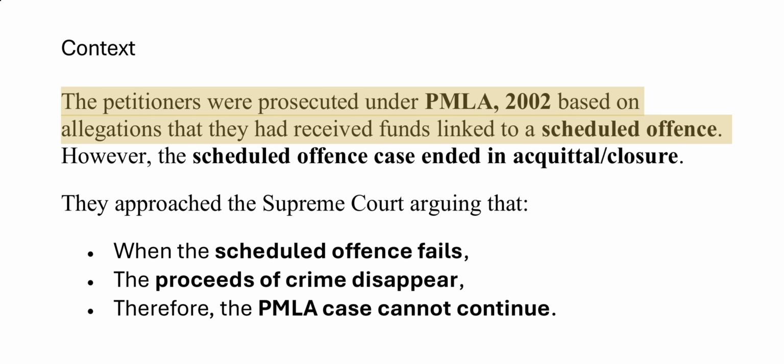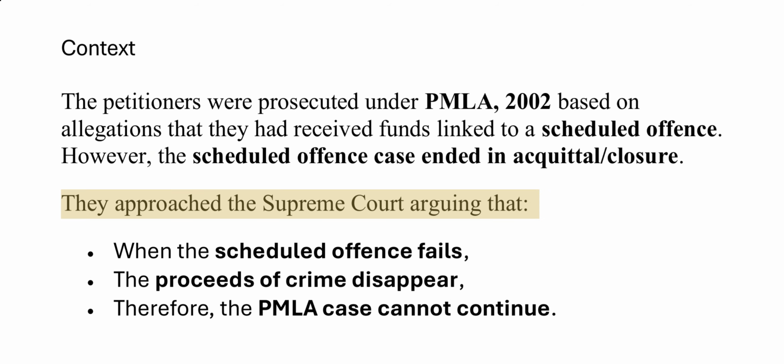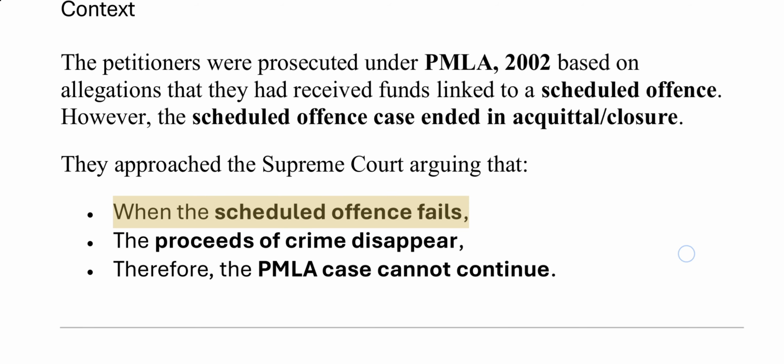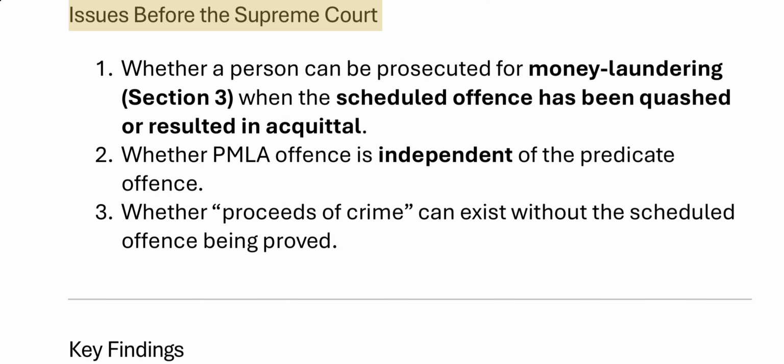scheduled offense. However, the scheduled offense case ended in acquittal, closure. They approached the Supreme Court arguing that when the scheduled offense fails, the proceeds of crime disappear. Therefore, the PMLA case cannot continue. Issues before the Supreme Court.